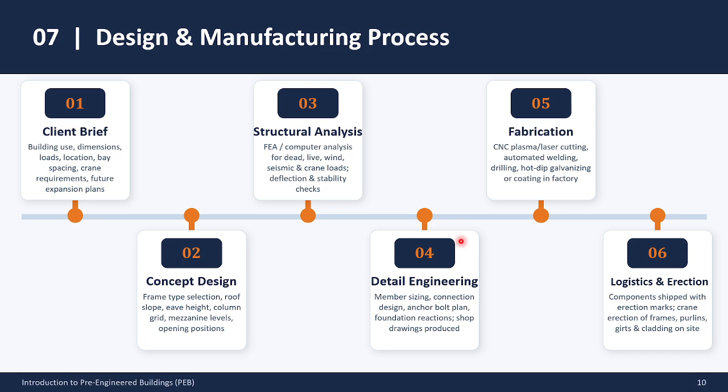Step 3, there is structural analysis using finite element analysis software for all load cases. Step 4 is detail engineering, member sizing, connections and shop drawings. Step 5 is factory fabrication, which includes CNC cutting, automated welding and coating. Finally, the site erection. Frames are shipped with erection marks and assembled by crane.